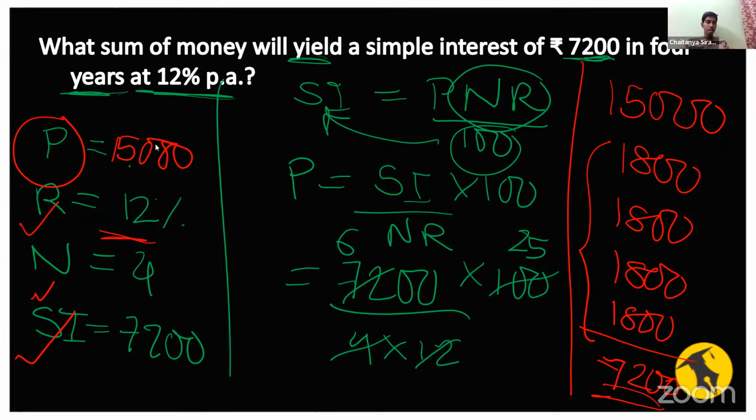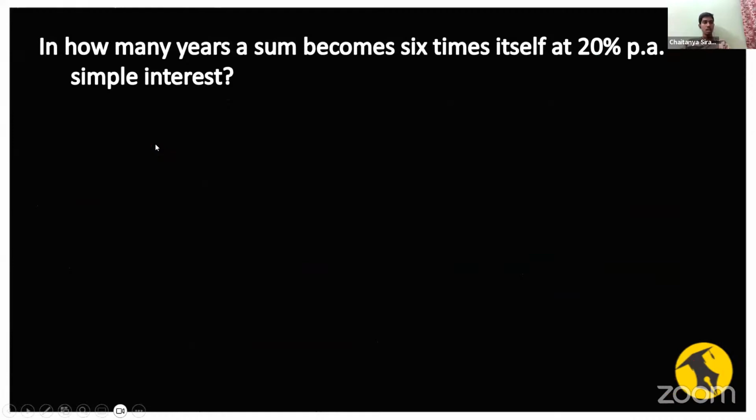All right, let's move ahead with the next question. In how many years does a sum become 6 times itself at 20% per annum? All right, this is a question where you are not exactly given a value, but you are asked in how many years it will become that. Now there is a relationship.